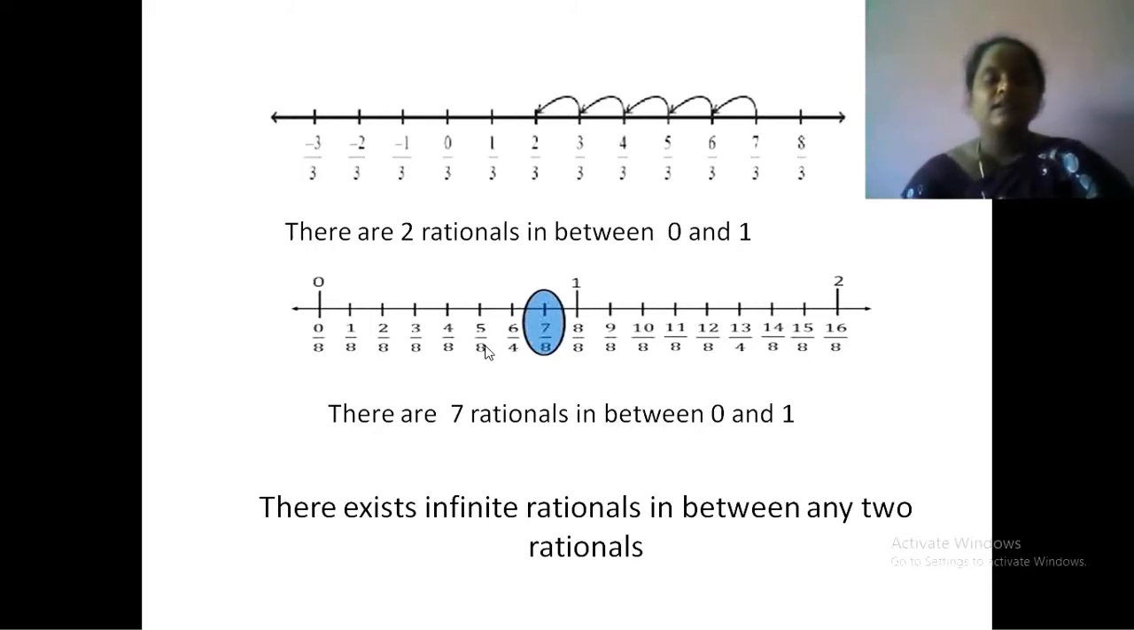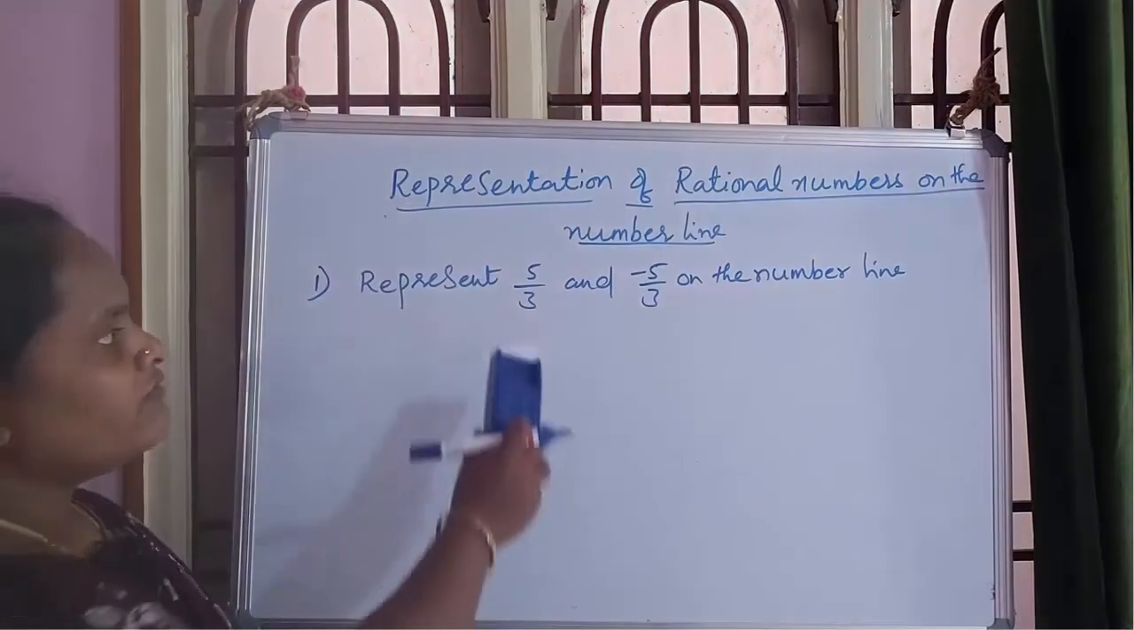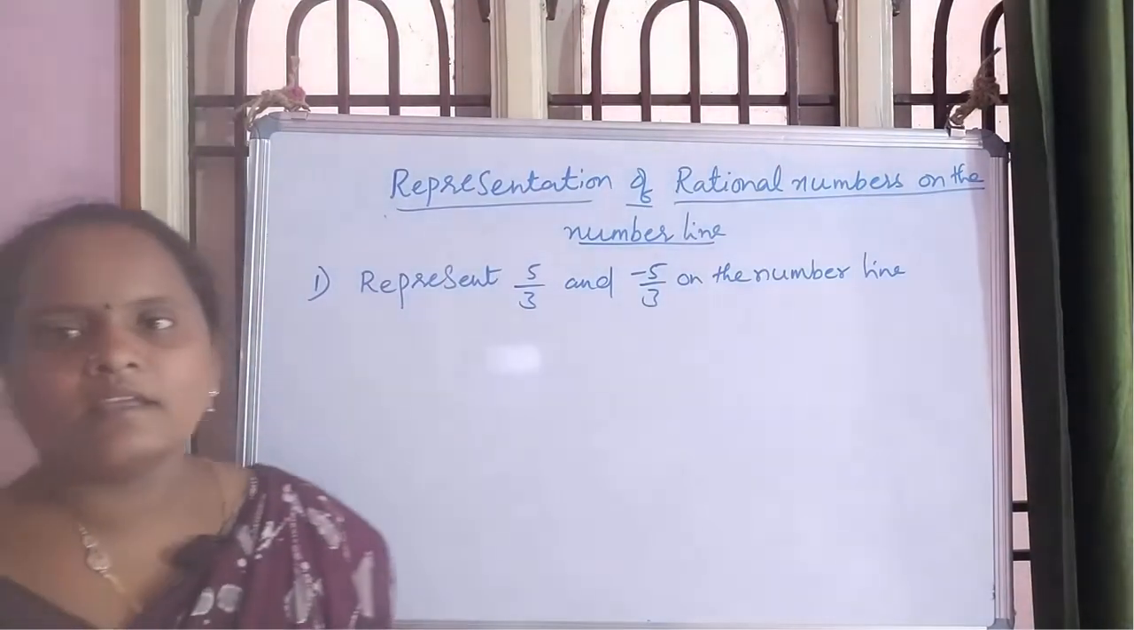Children, remember that the number line can be written with a denominator 3 or with a denominator 2 or with a denominator 4 or with any denominator. Now let us move on to today's topic, that is representation of rational numbers on the number line. So for this I am going to take a question here. Represent 5 by 3 and minus 5 by 3 on the number line.